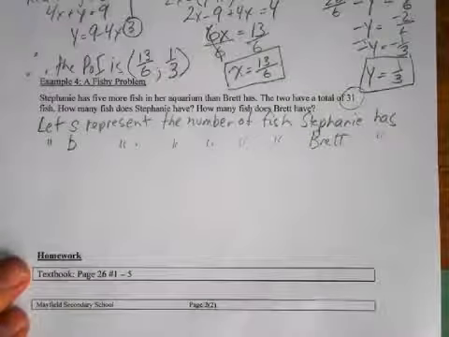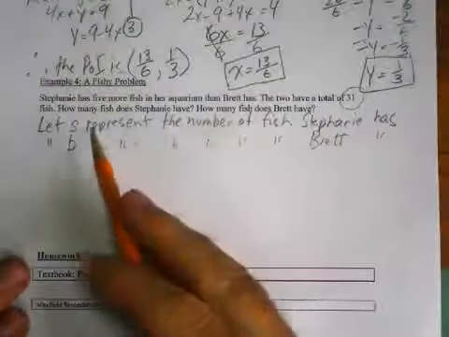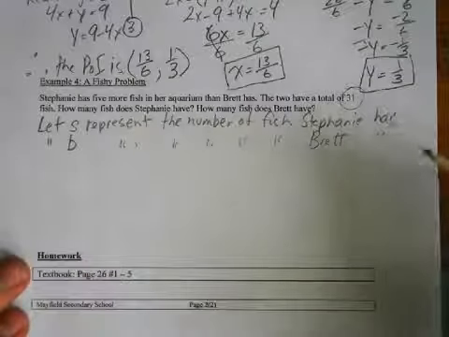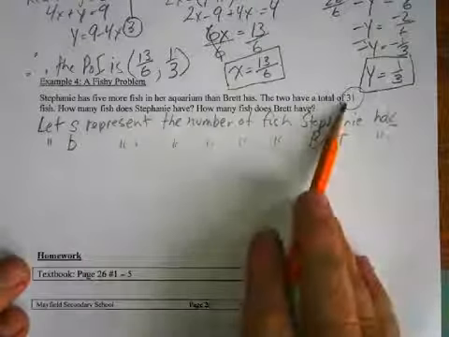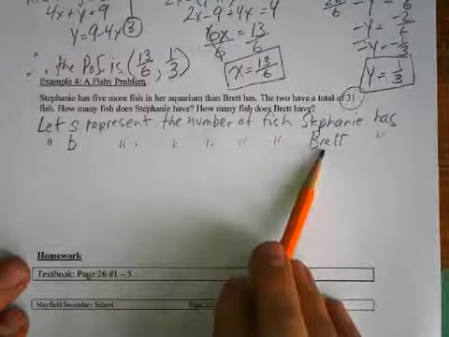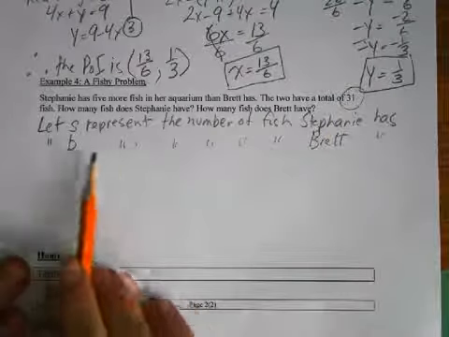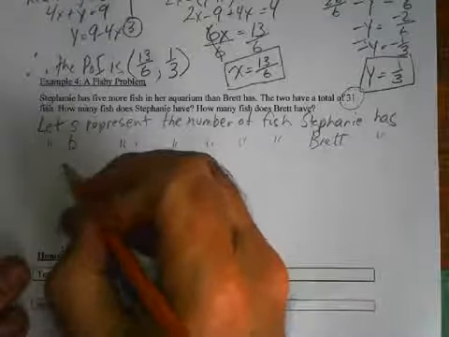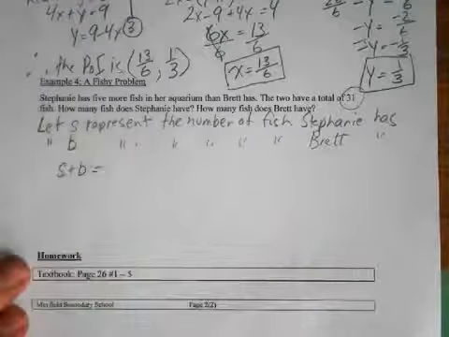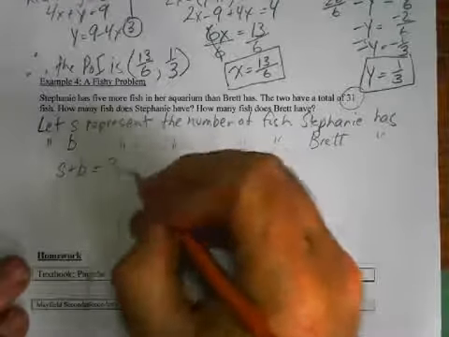So how can I make an equation with S and B and the number 31? Well, how do I get 31? I add Stephanie's fish with Brett's fish, the number they have. So that's basically S plus B equals 31. And there's the first equation.